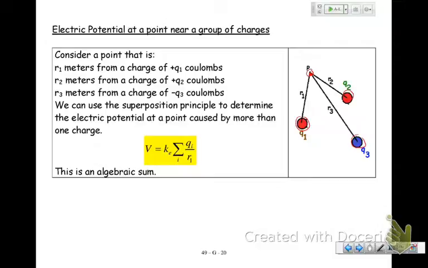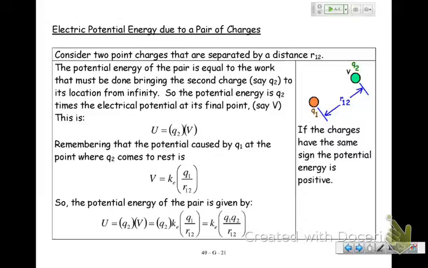And so it's just the basic equation. V is equal to kQ over R, and if you've got more than one Q, just add them all up. Now, each Q has a different R, so we can't just add the Q's together and use the same R. So it's kQ over R for each individual one. So it's pretty simple.